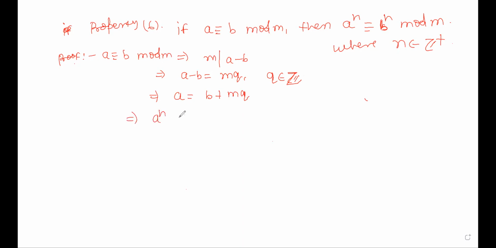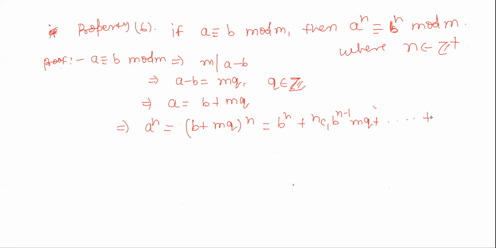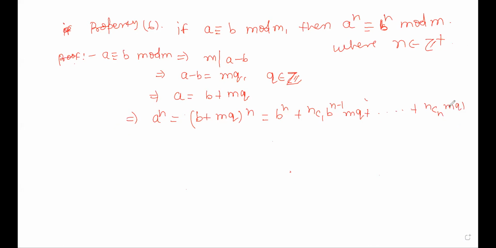This can be written as, we raise both sides to power n, and we expand this by binomial theorem. Binomial theorem is, we can write it as, by binomial theorem, (b + mq) raised to power n, nC1 b^(n-1) mq, and similarly we can write the last term nCn (mq) raised to power n, and this is the last term.